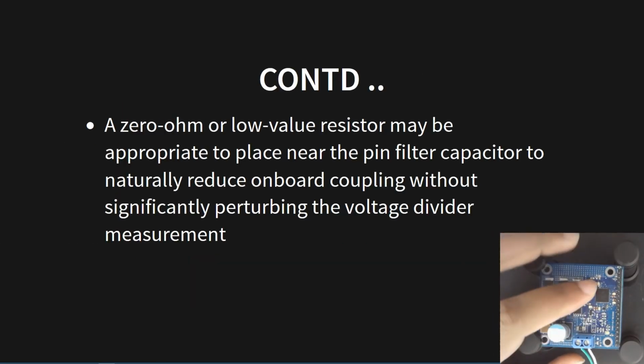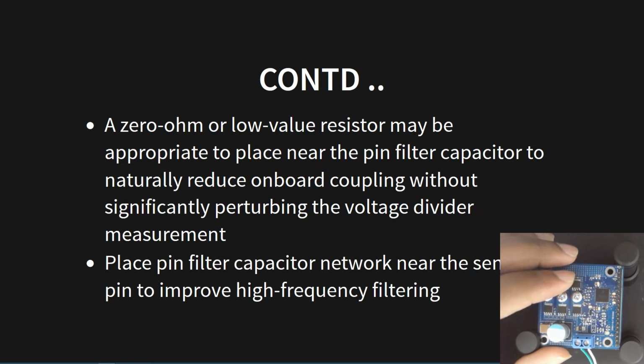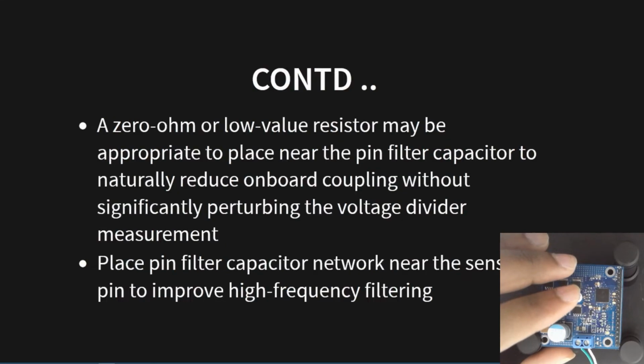You also want to make sure that the traces between the positive and the negative side of the sense resistor are almost symmetrical and placed close together, because if it's a sensitive current measuring sensor, then it will also measure the resistance of the trace, and you want to minimize that. So sometimes they mention to just use a 0 ohm resistor, because 0 ohm is 0 ohm, whereas your trace might have some resistance. A 0 ohm resistor will not have any resistance, at least ideally. And then you can place a pin filter capacitor network near the sensing pin to improve high frequency filtering.